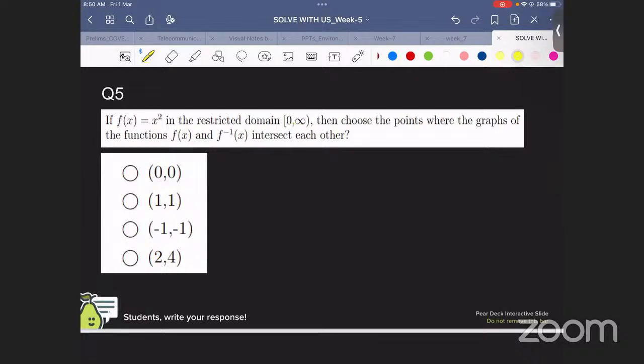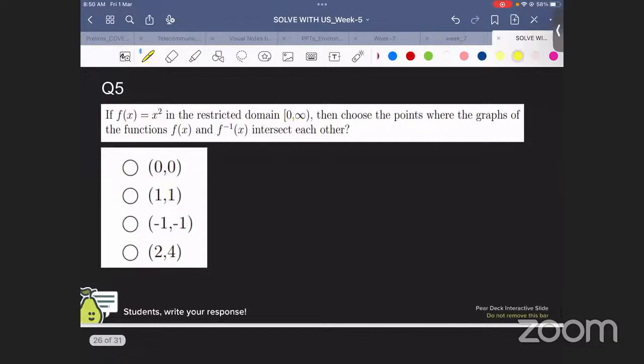Can you explain what is the inverse function, sir, so that we can work on this? Okay, I'll explain it. Let's wait if somebody solves it. Restricted domain means?